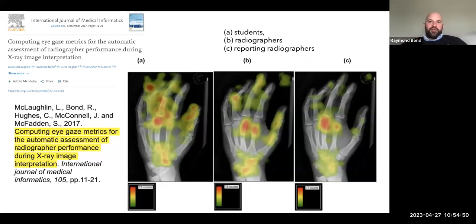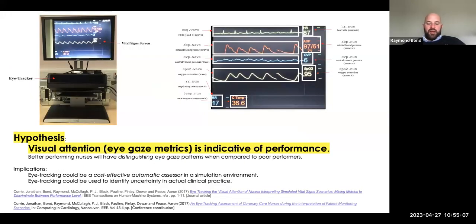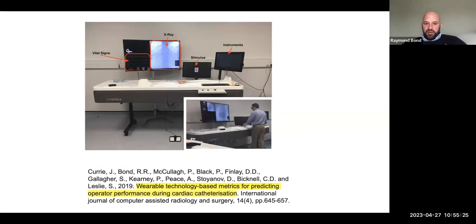We've done eye tracking in clinical decision making to try and understand how people read X-rays, and we did find that there is a link between eye gaze behavior and your competence, which does make some sense, and I've left a reference here. We have done eye gaze analysis when people read bedside monitors, the vital signs. And again, we did find a link between visual attention and performance. And we used regression with that.